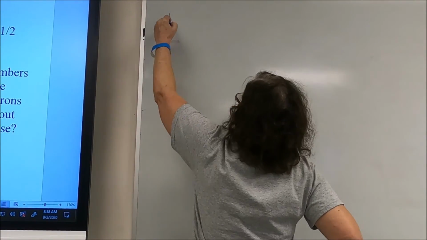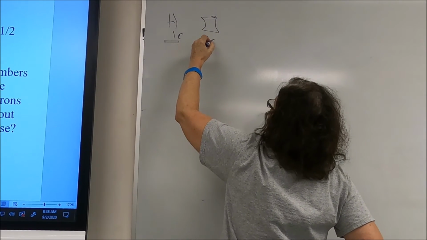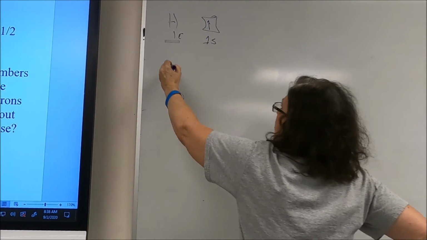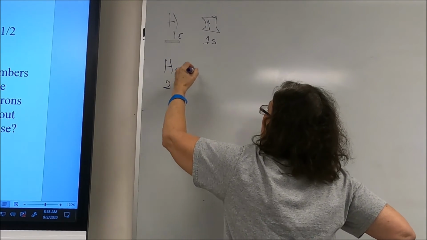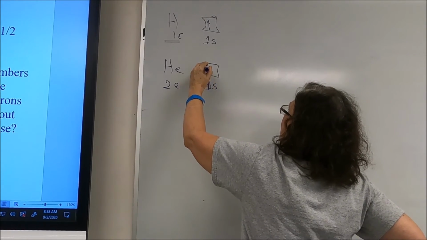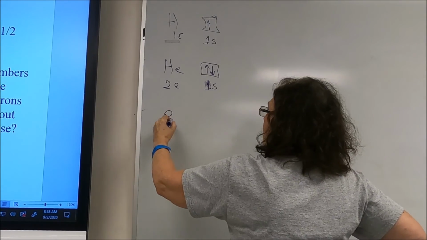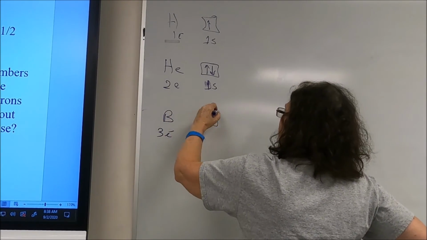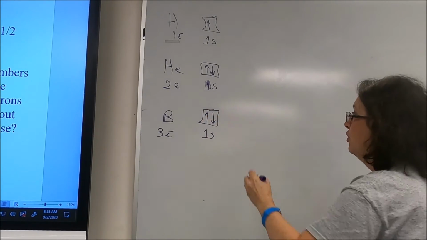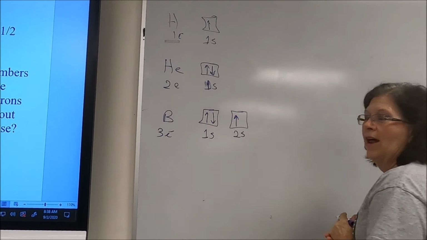If I look at hydrogen with its 1 electron, I draw one box, label it 1s, and put an up arrow in it. We look at helium with 2 electrons. We start with 1s, and it's got 2 arrows. We go to boron with 3 electrons. Start by drawing 1s. It's filled at 2. Then I have to go to the next energy up, which is 2s, and it gets 1.